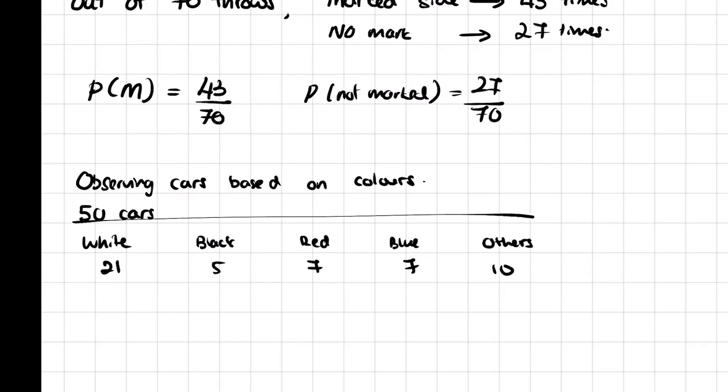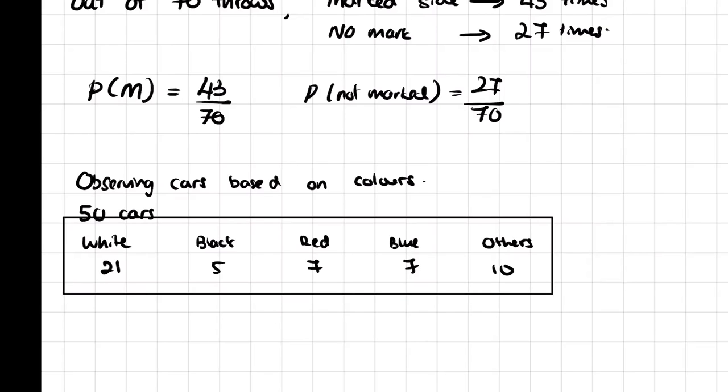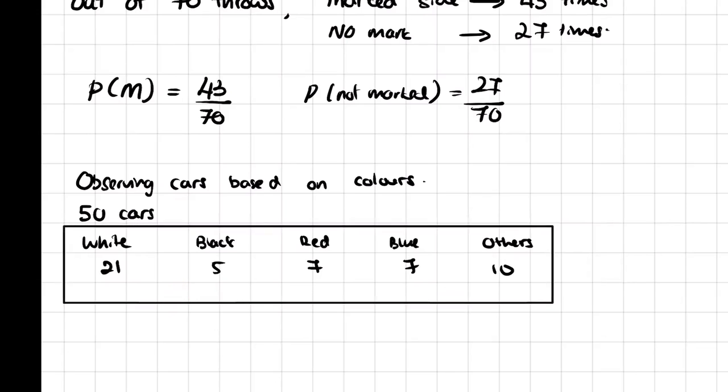So if I ask you based on my experiment or based on my observation, what do you think is the probability of seeing a white car at, I don't know, 11 a.m. of the day? If I sit outside right now, this is what I observe. Out of 50 cars, I observe this particular amount. So probability of seeing a white car would be 21 over 50.